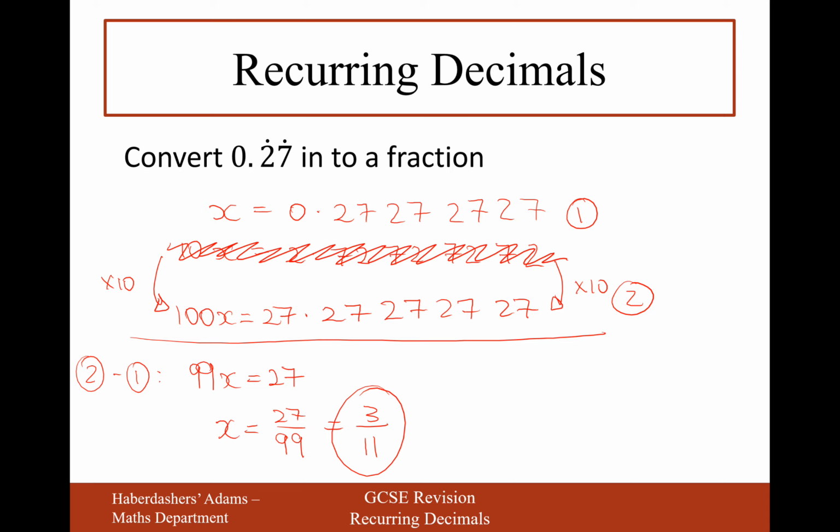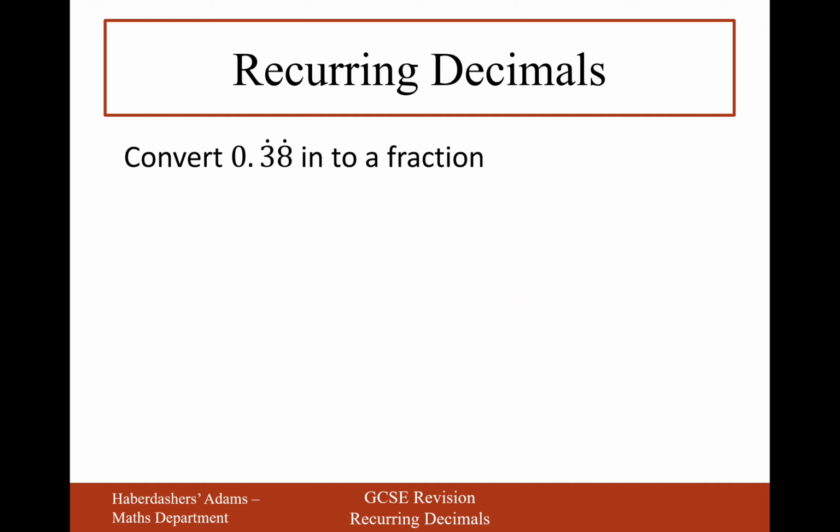So that one was a little bit harder than the ones before. So as I've said here, you sometimes have to multiply by 10, but sometimes you have to multiply by 100 or even 1,000. So we'll see what the next question brings. Okay, the next question is very similar to the one before. It's 0.38. So this one's going to go 38383838. Pause the video, give this one a go.